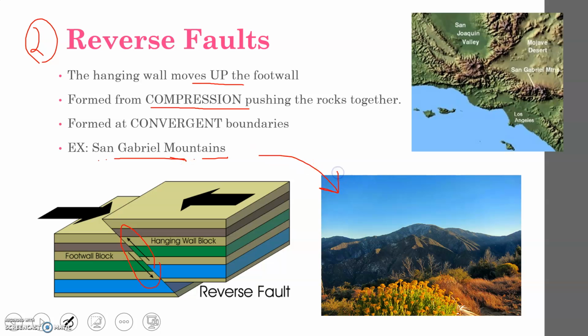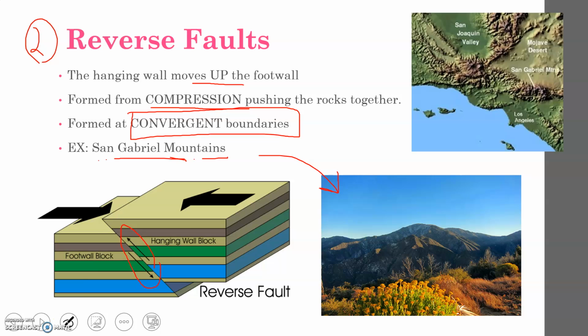This is them right here. And this is formed at convergent boundaries. Reverse faults are convergent boundaries. Both of those, normal and reverse, have the footwall and the hanging wall, and they move in relation to one another.